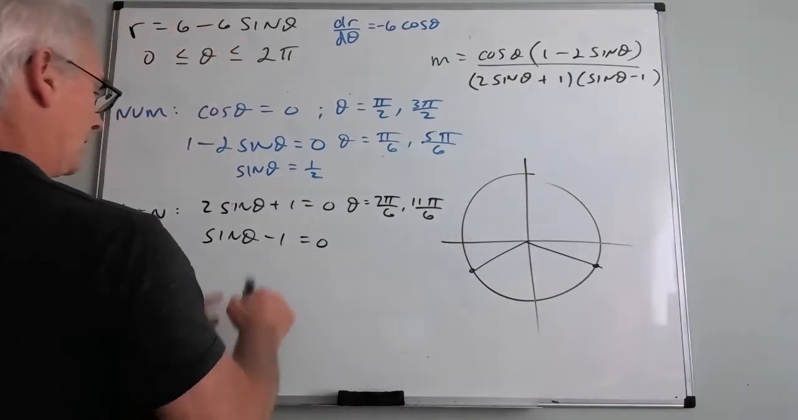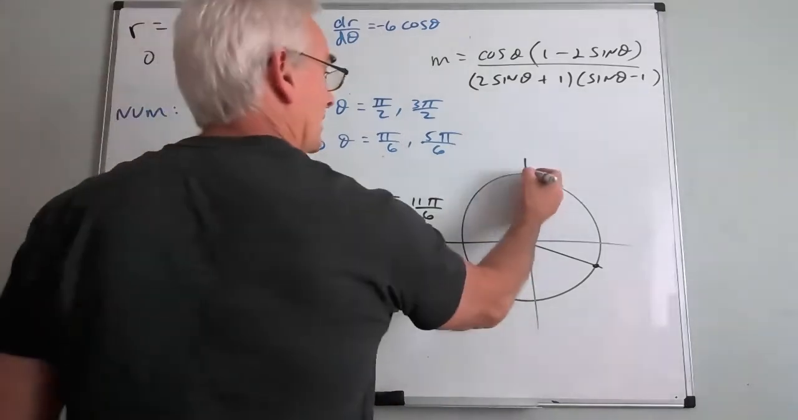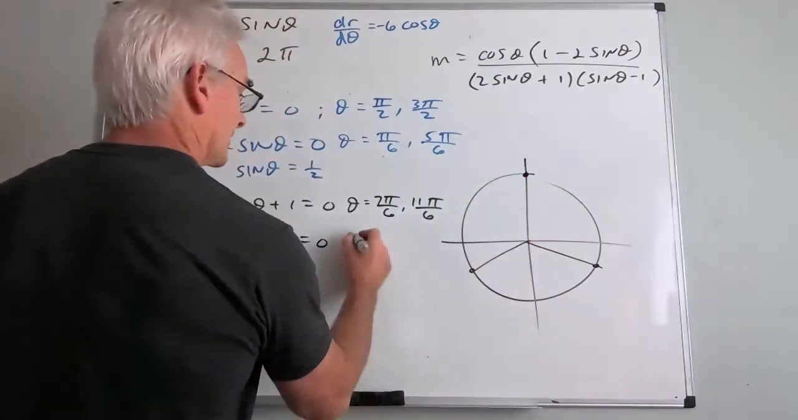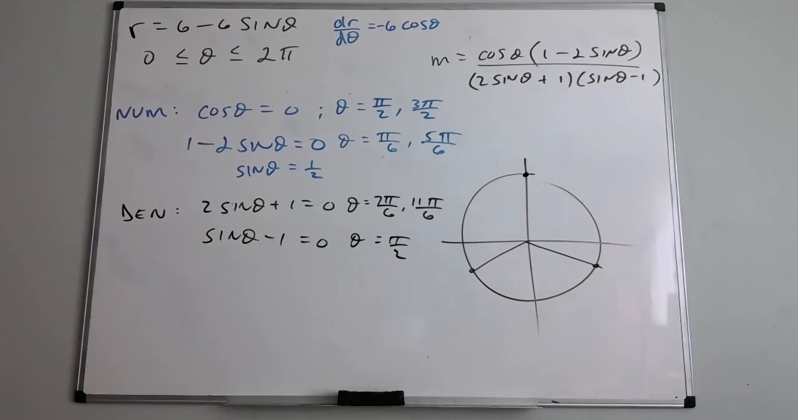Okay, and then here, sine theta minus 1 equals 0. That means sine theta equals 1. Well, sine theta is equal to 1 here. So that would be theta is pi over 2. Okay, beautiful. Does anybody notice anything suspicious here? You should see one thing suspicious and one thing only.